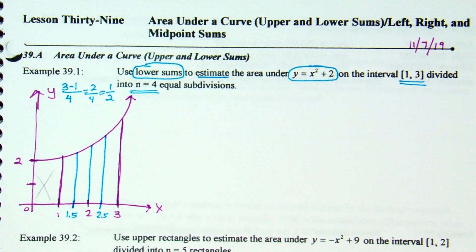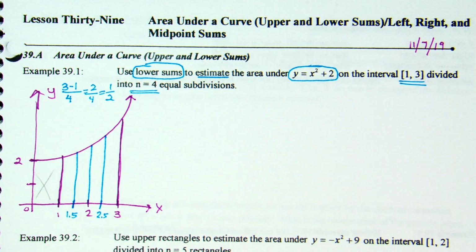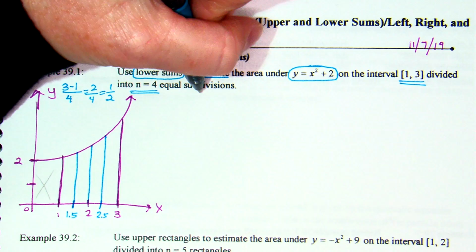Did I end up with 4 pieces? And it says equal subdivisions, meaning in width. Obviously, they're not going to be equal in height. That's not possible. They're equal in width. So here's our 4 subdivisions. Now, this specifically said lower sums.